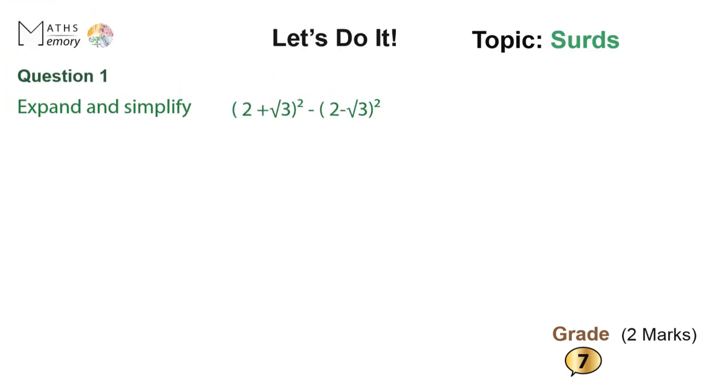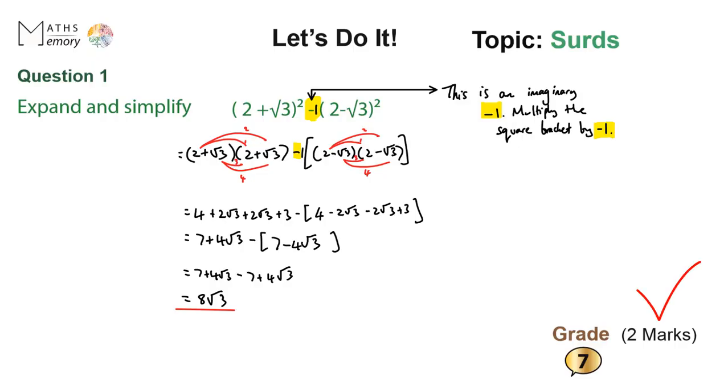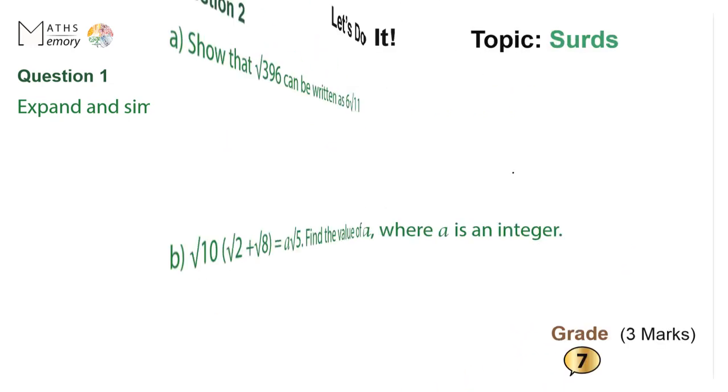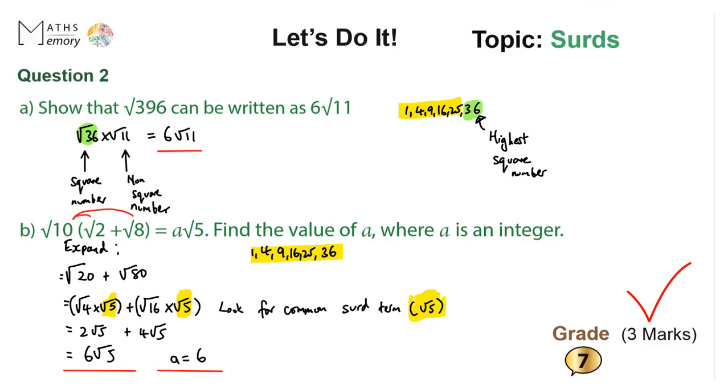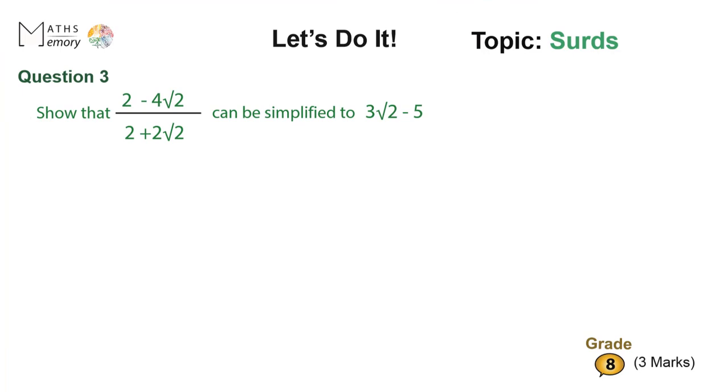Question 1, let's do it. Press pause, write this question down, expand these two brackets, simplify this, and press play when you are ready. Press pause, write this question down, parts A and B. Press play when you have finished. Question 3, let's do it. Press pause, write this question down, and press play when you've finished.